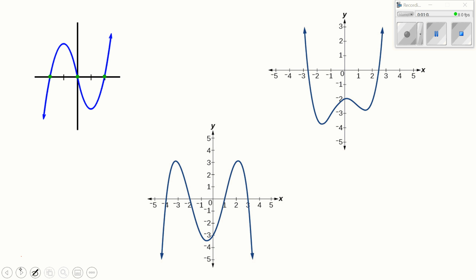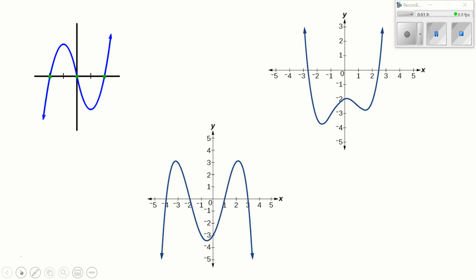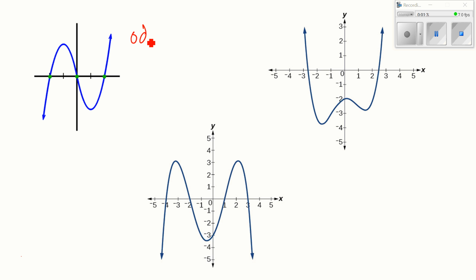So top left one here, kind of watch, I'm going to show you even first. So if I were to fold that y-axis, then it would become that picture. So that's what it looks like when I'm folding it over the y-axis. Do I get the same picture? No, so it's not even, that's for sure. How about odd? Here's the odd picture. I'm rotating it. Did I get the same picture I started with? Let's double check. Yes, so you would say that this is an odd function.